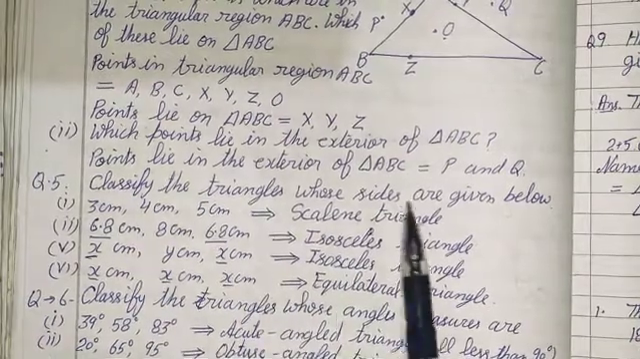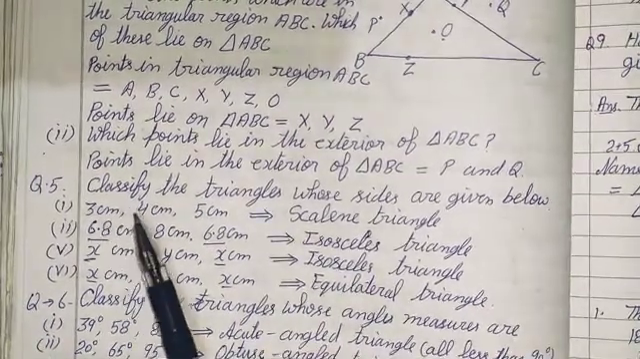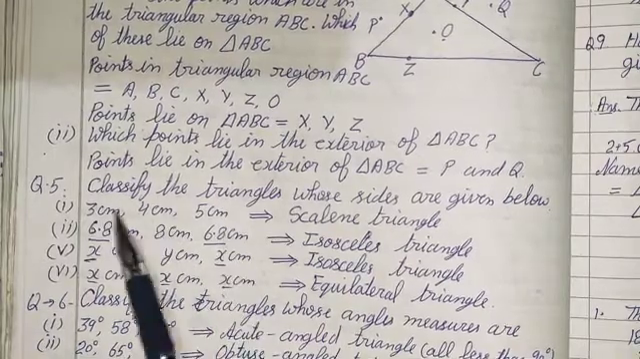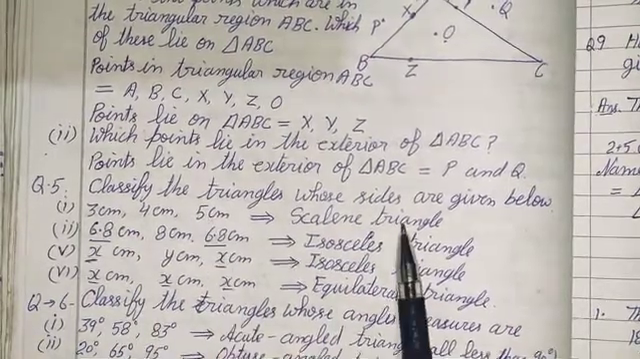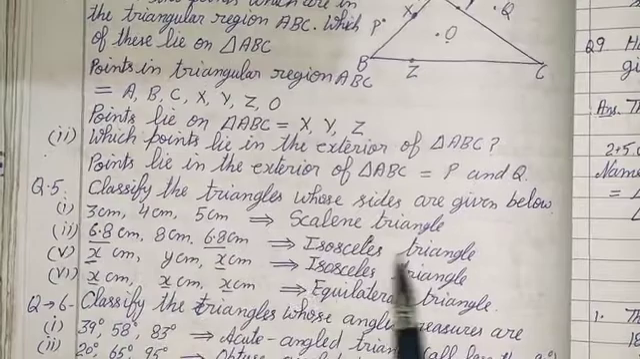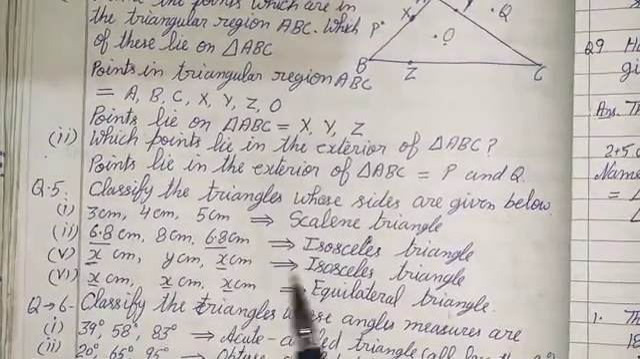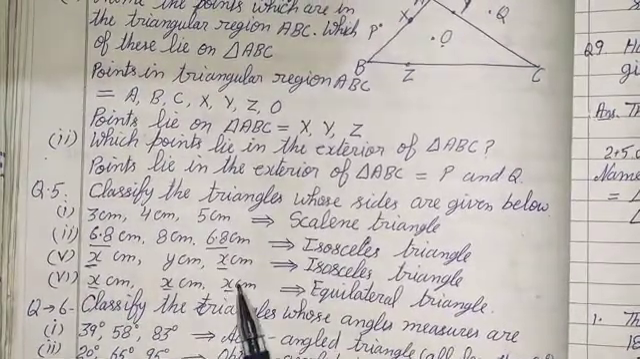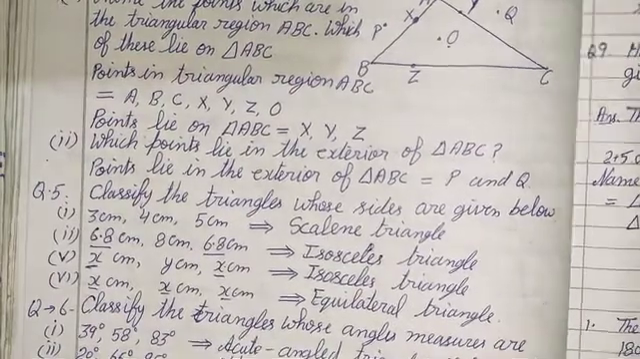Classify the triangles whose sides are given below. 3 centimeter, 4 centimeter, 5 centimeter. All the sides are different, so it is a scalene triangle. Two sides are equal, it is an isosceles triangle. Two sides are equal, isosceles triangle. And all the sides are equal, equilateral triangle.